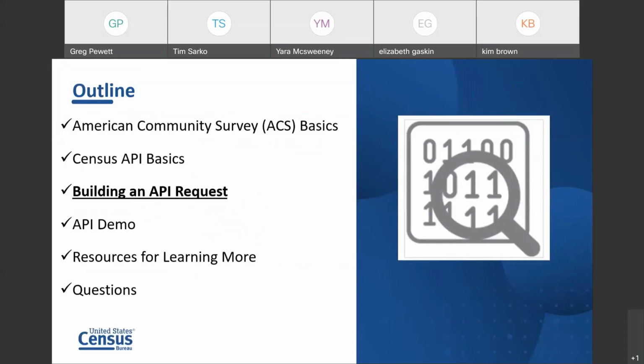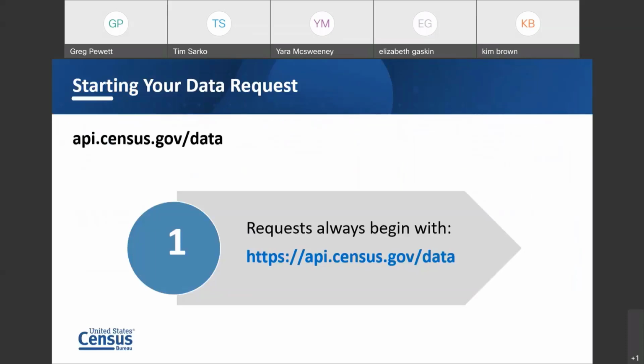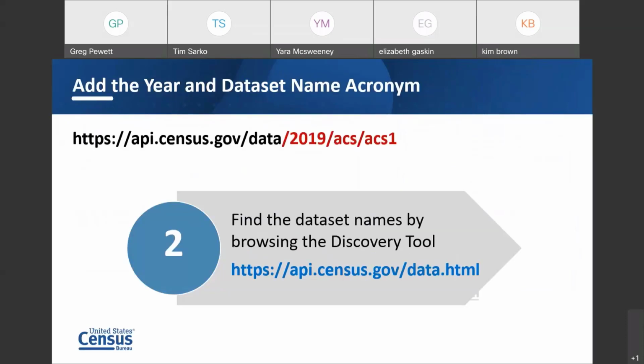Now, to build an API request, I'm going to talk a little bit about that now. When you start your data request, all the data requests start with api.census.gov/data. So that's the first part. The second would be, then you add your data set and the year. So what I did here was I added 2019 in the ACS survey. So I want 2019 ACS estimates.